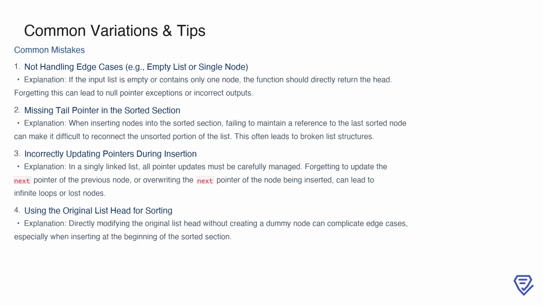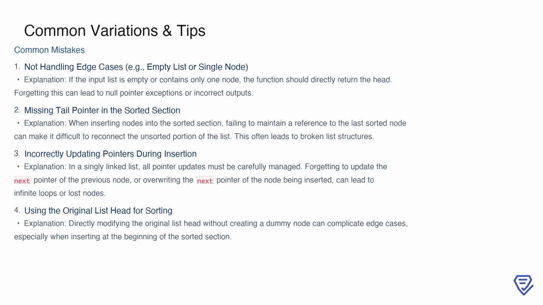In these scenarios, your function should simply return the head of the list as there's nothing to sort. Another frequent oversight is not keeping track of the tail pointer in the sorted section of the list. Without a reference to the last sorted node, reconnecting the unsorted portion becomes challenging and can lead to broken list structures. Additionally, pointer updates during the insertion step require extra care.